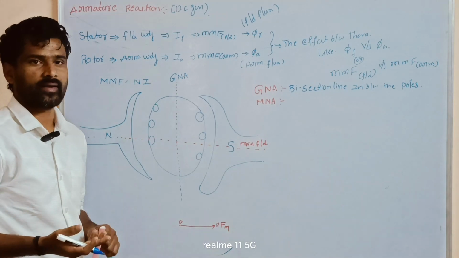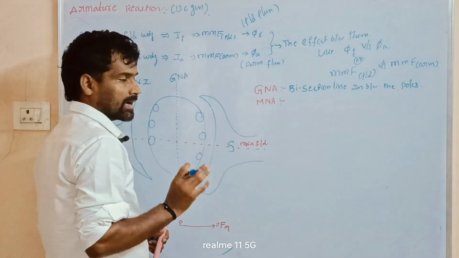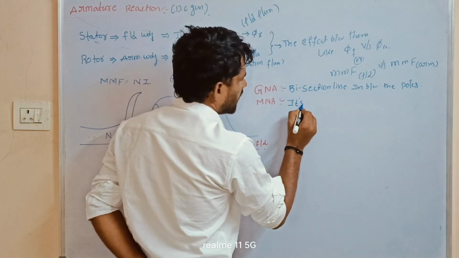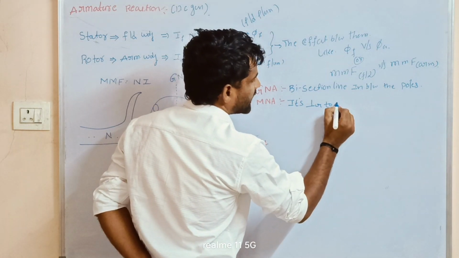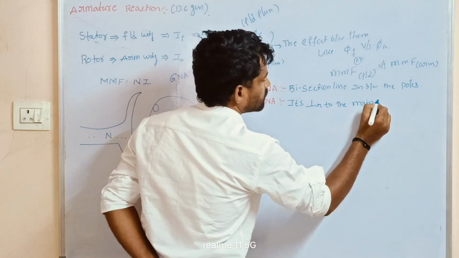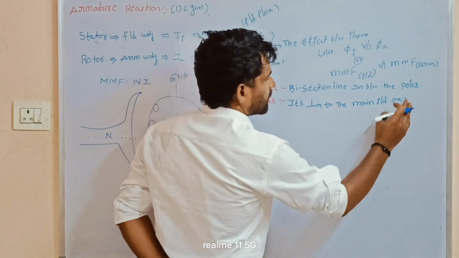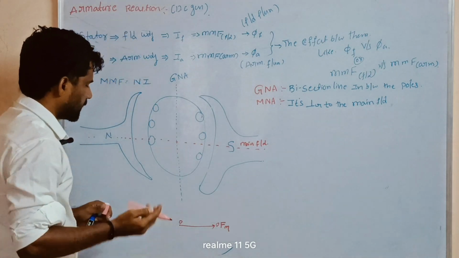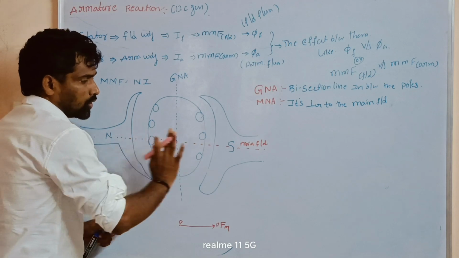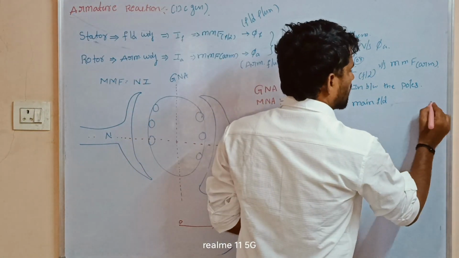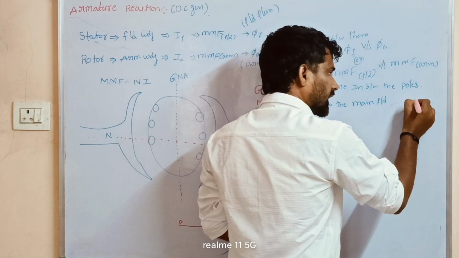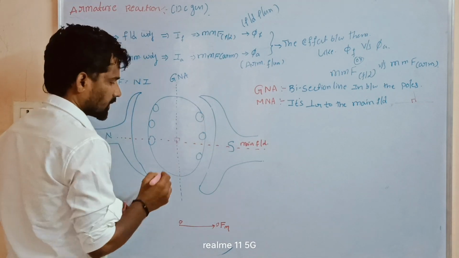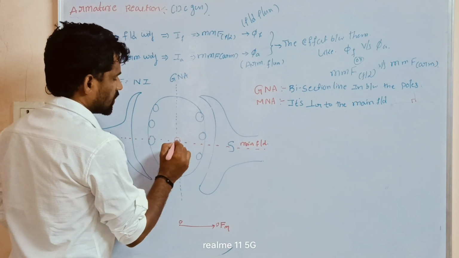Similarly, now we discuss the MNA. MNA is the magnetic neutral axis. The magnetic neutral axis is perpendicular to the main field axis. Where is the main field? For example, the main field passes from the north pole to the south pole along some axis. We take the perpendicular, exactly 90 degrees to that axis. At that point we take the perpendicular axis.